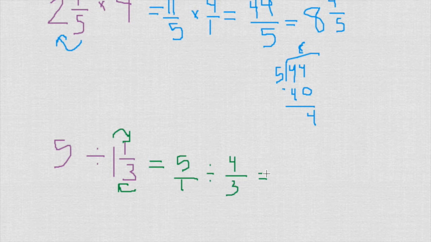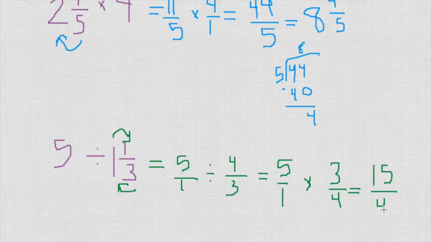Can't multiply yet because we still have a division symbol. So I leave the first one alone. Find the reciprocal of the second one. And then change it to multiplication and go straight across. 5 times 3 is 15. And 1 times 4 is 4. Final step, I want to make it into a mixed number. 4 goes into 15 3 times. That would get us up to 12. And then there are 3 leftovers. And I keep a denominator of 4.